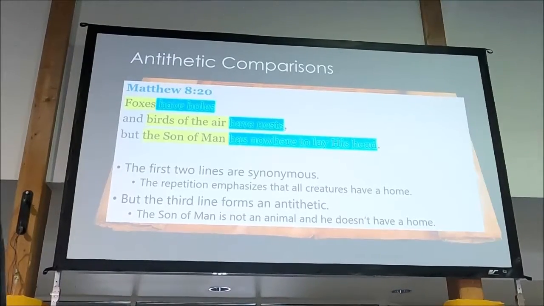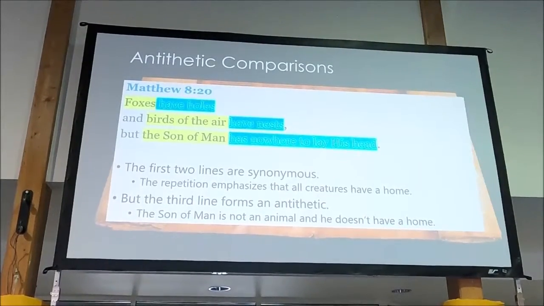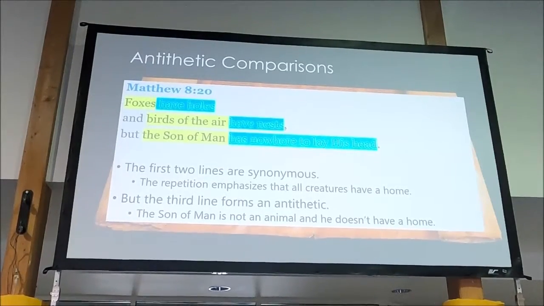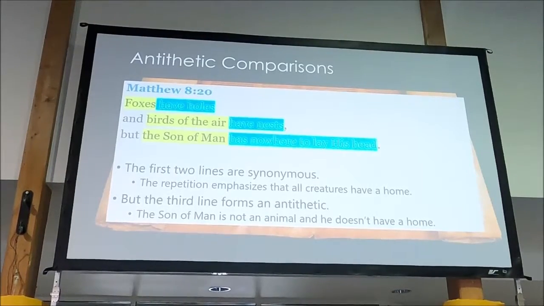So what's the point here? What point was Jesus trying to get across? Teaching in a form that they would understand, that he's not being very well treated here. Yeah, that's what he's trying to get across. Animals have it better than I do. Okay.